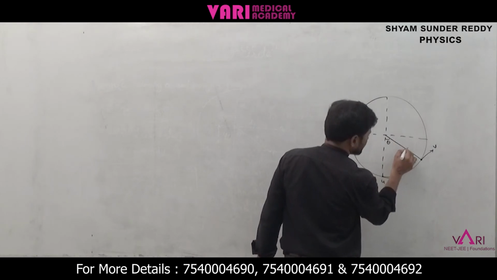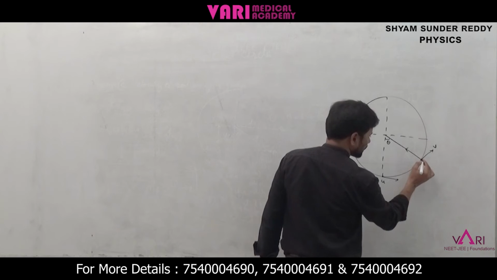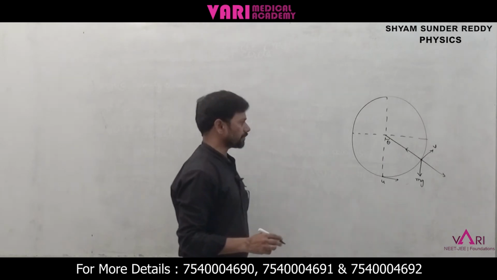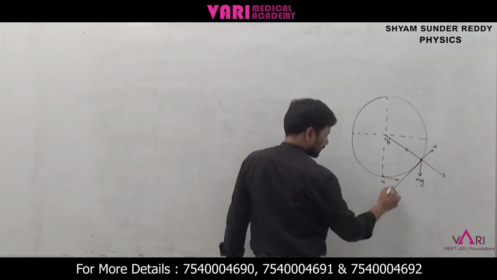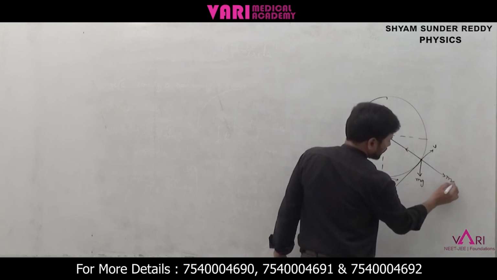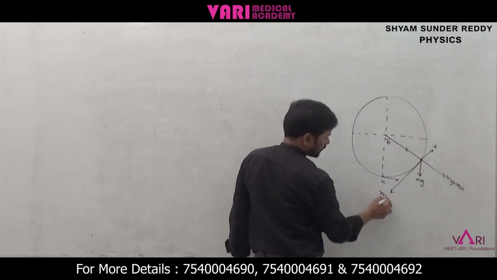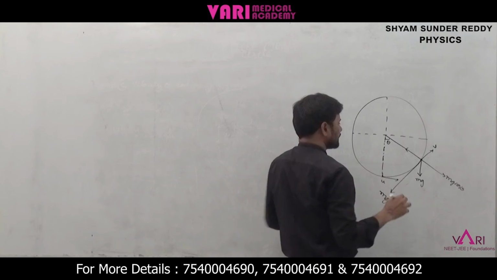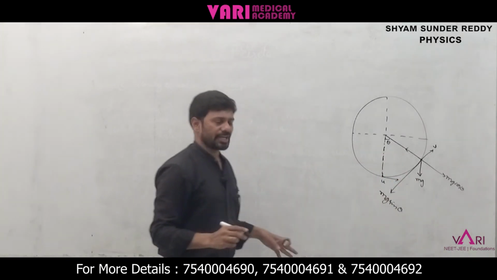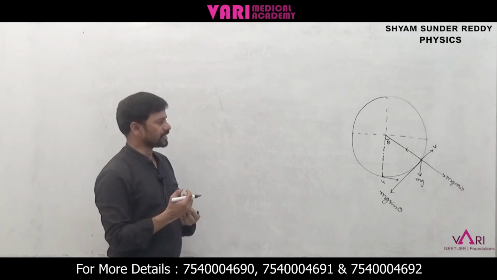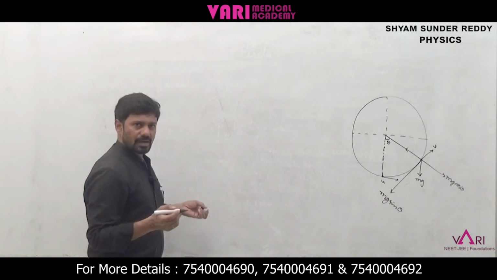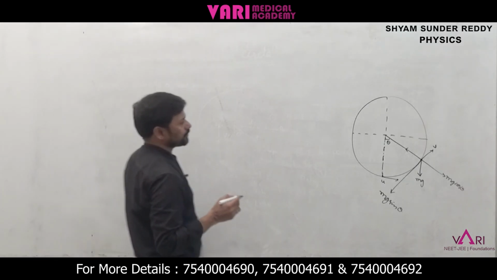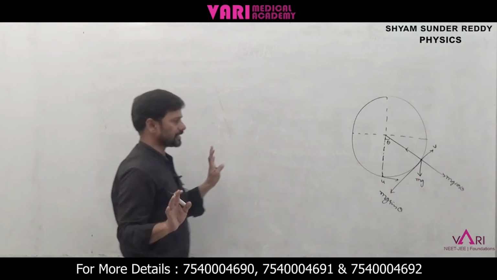Tension is working in this direction. The body's weight mg works in the downward direction, and we need to take the components of mg: this is mg cos θ, and this is mg sin θ. Then the net force, according to Newton's law, is equal to the centripetal force. Here the net force is equal to centripetal force.